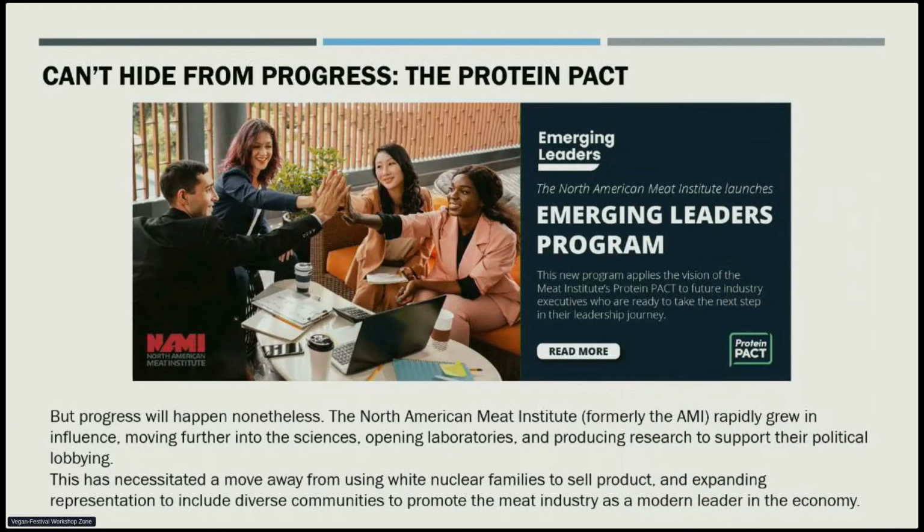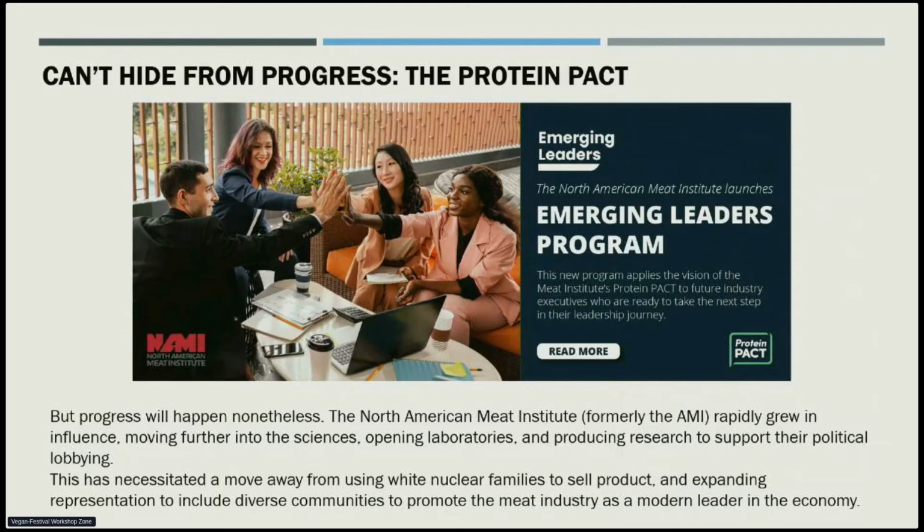So the North American Meat Institute, as is now the AMI, rapidly grew in their influence post-World War II, and they moved into laboratories and sciences and research and technologies to lobby politicians to give them access to subsidies and industry reforms to make a bigger profit. And that has necessitated a move away from using the traditional white nuclear family and expanding representation to include diverse communities to promote the meat industry as a modern leader in the economy.